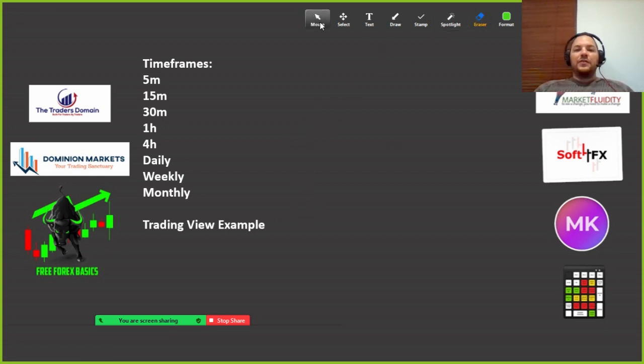Alright, moving on to time frames. Okay, so I'm going to show you guys 5 minute, 15 minute, 30 minute, 1 hour, 4 hour, daily, weekly and monthly. We're going to use TradingView as an example, just to make it easier for you guys, so you can actually see how exactly it works.